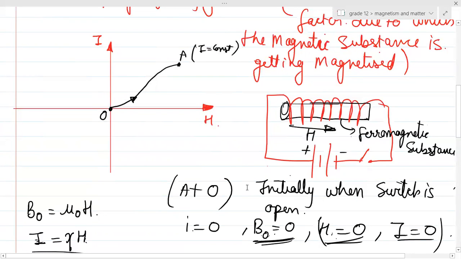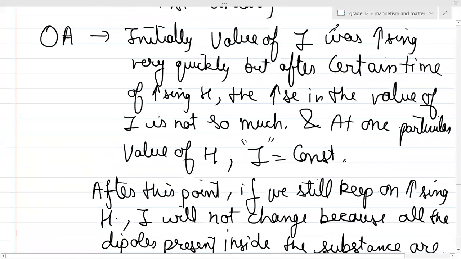People, is this part clear which we have drawn? Hello. Yes, sir, it's clear. Yes, sir. OA part clear हो गया.